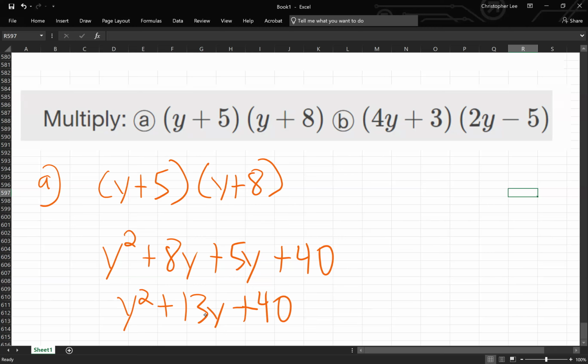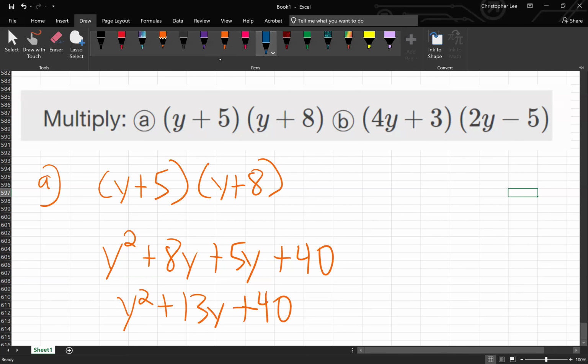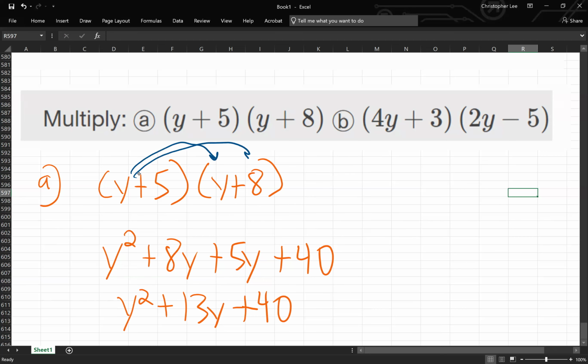Here's how we do that. You guys remember the FOIL method: first, outer, inner, and last. Just distribute, combine like terms. That's how we do that. Questions on that? You good? All right, let's try the next one.